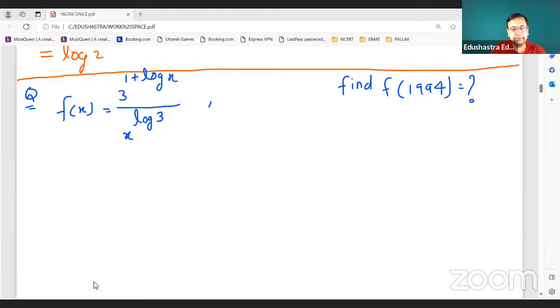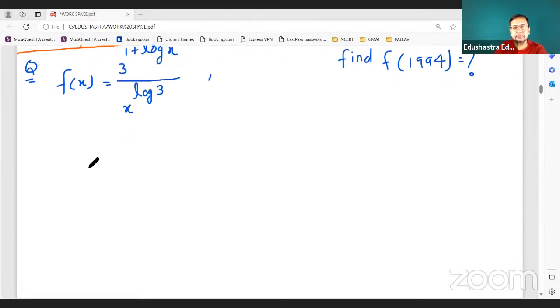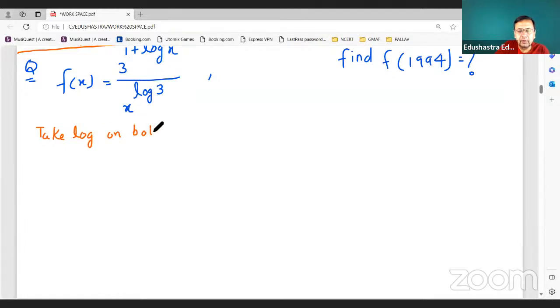Okay, Pragati. Okay. Now just say this. First step, right? Take log on both sides. Right? Take log on both the sides.